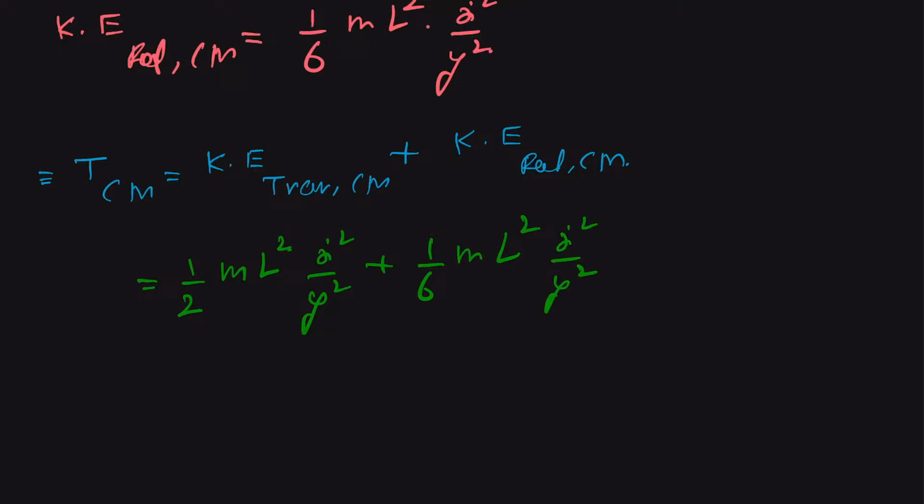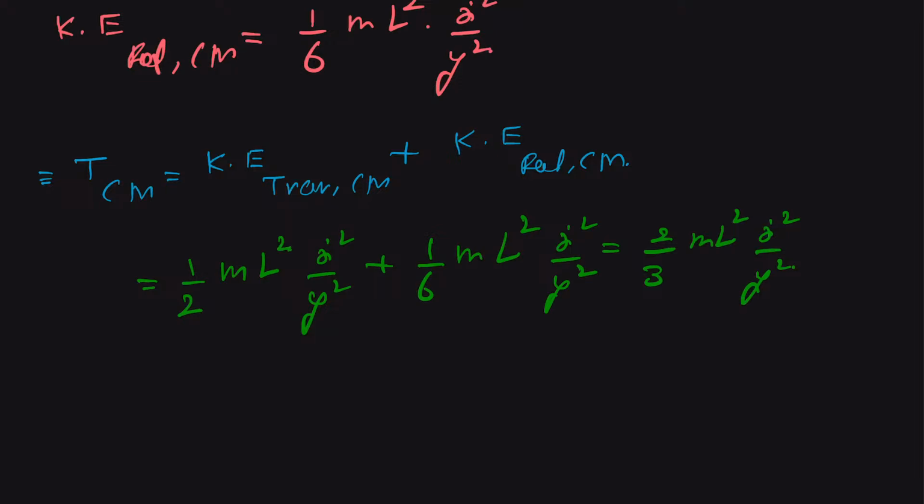Okay, so everything is the same. So this is 1 by 2 plus 1 by 6. LCM will be 6, and that will be 3 plus 1, that is 4. 4 by 6 giving us 2 by 3 m l square x dot square upon y square.